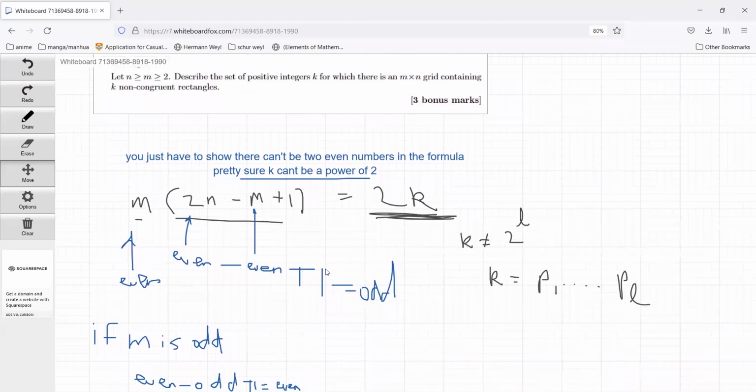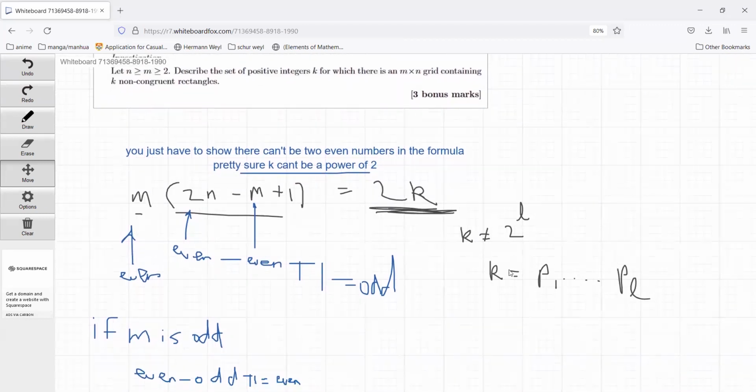There is an m by m grid containing k non-congruent triangles. So for sure, we know that it's not a power of 2, because this has to be odd. Furthermore, not only does it have to be odd, but oh, it can be 1 actually. K can't be 1 because m and n are greater or equal to 2. So you have 4 minus 2 plus 1. Never mind. Yeah, okay. So it can't be any power of 2.